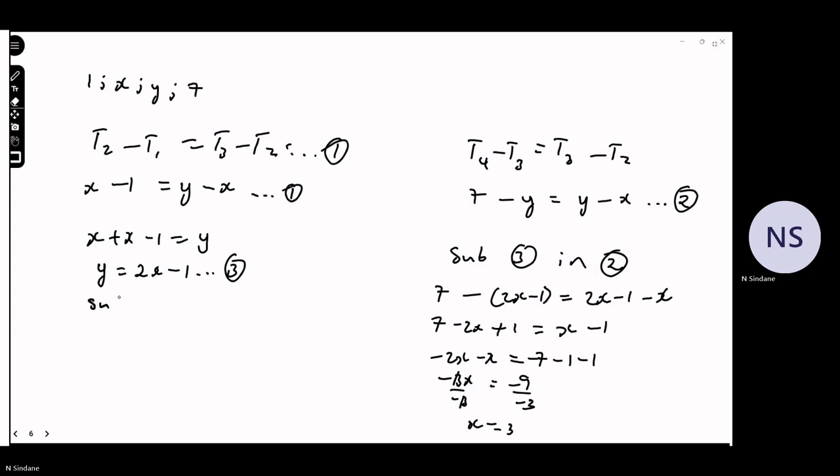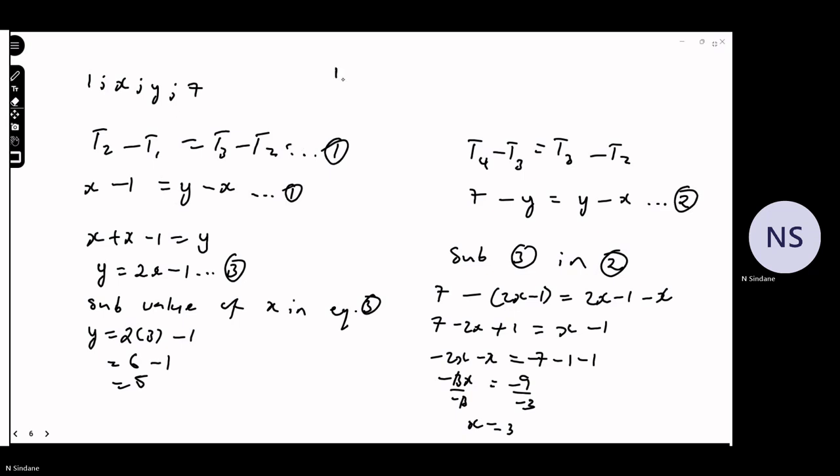Right? And then, from there, I can substitute the value of x in equation 3. Then I'm going to say y equals 2 into 3 minus 1. This is 6 minus 1, which is 5.